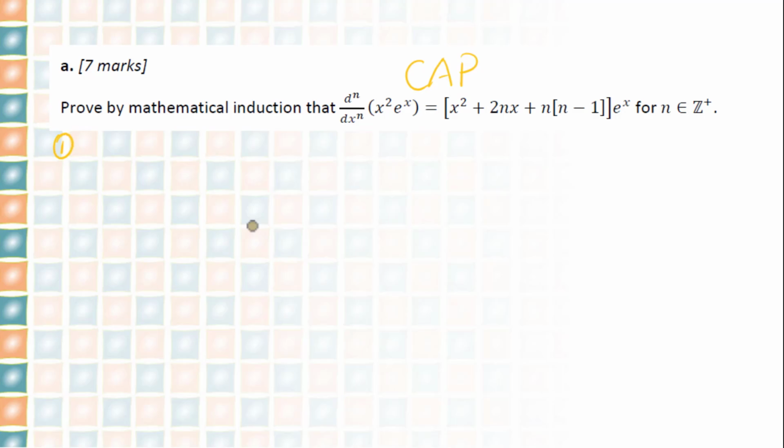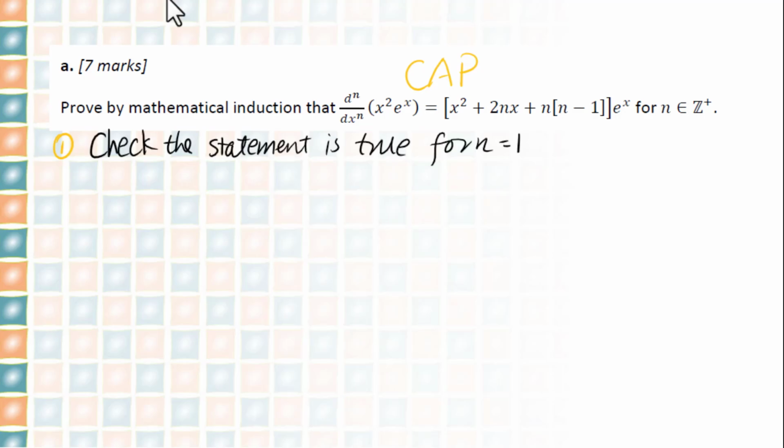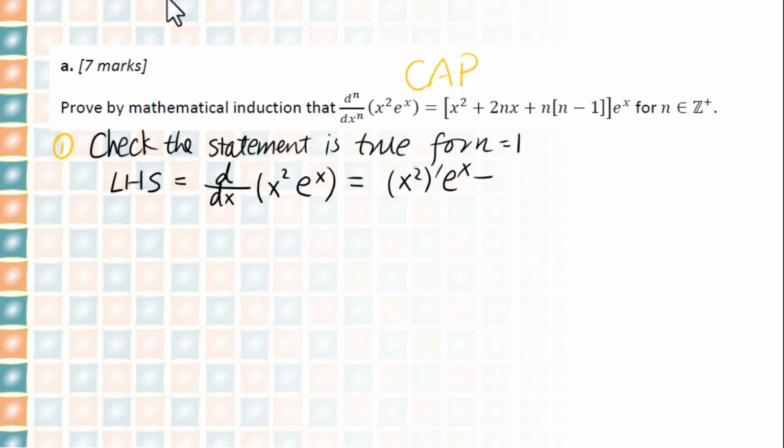First step, check the statement is true for n equals 1. Since this statement is complicated, we need to check the left side when n equals 1. That is d dx of x squared e to the x power. We have to use the product rule to figure this out: x squared prime times e to the x power plus x squared times e to the x power prime equals 2x e to the x power plus x squared times e to the x power.